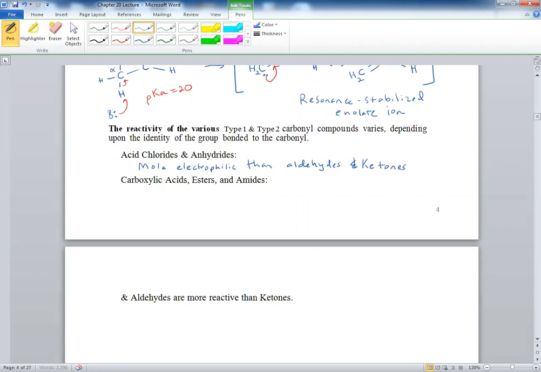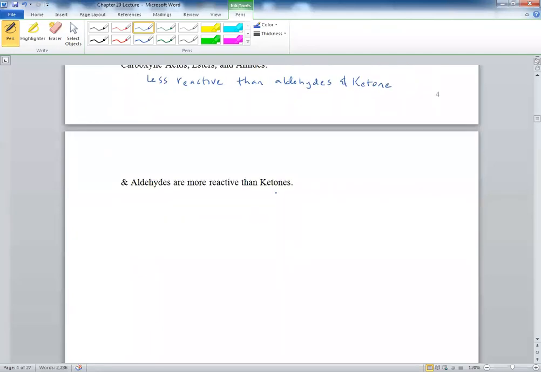Whereas carboxylic acids, esters, and amides are less reactive than aldehydes and ketones. You can say less electrophilic, to make it simpler. However, aldehydes are more reactive than ketones, and we will study those.